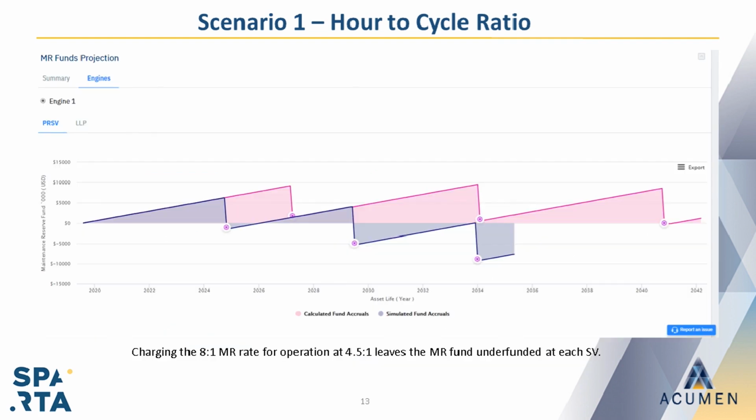This can be clearly seen in the graph on the same page, which overlays the funds projection at 4.5:1 over the original projection at 8:1. As you can see here, the reserves are accrued at the same rate because we're charging the 8:1 MR rate, but the shop visits are earlier, and we end up with the reserves underfunded at each shop visit and 3 shop visits at 4.5:1 in the same period that we had 2 shop visits at 8:1.